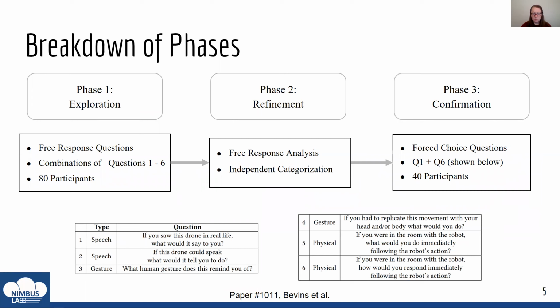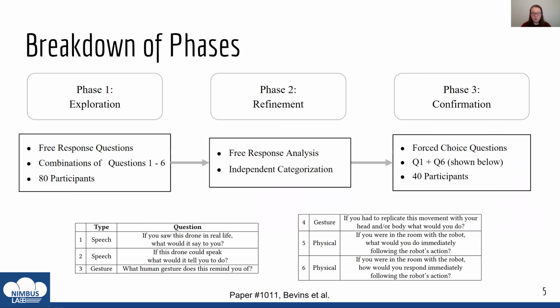The second phase was a refinement phase. We took the exploratory data and analyzed it to inform the third phase. The third phase involved 40 new participants who answered questions 1 and 6 using a forced choice method rather than free response. I'll briefly explain phase 2, and then for the rest of the results, we'll focus on phase 3 in this presentation.